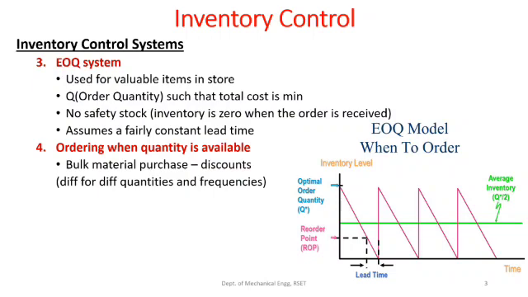So ordering when quantity is available is generally used when there is a quantity discount. When you purchase things in large quantities, you're provided with discounts. So you buy based upon the discounts that are available. That system is called ordering when quantity is available. So this is the fourth inventory control system.